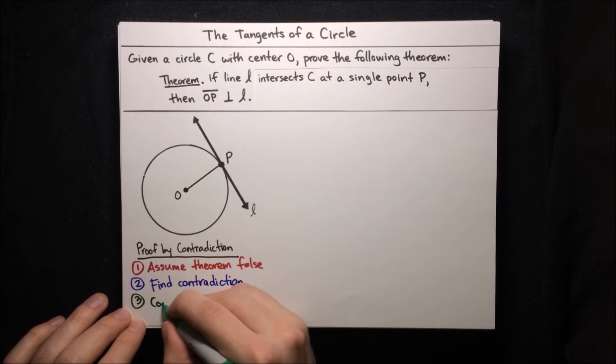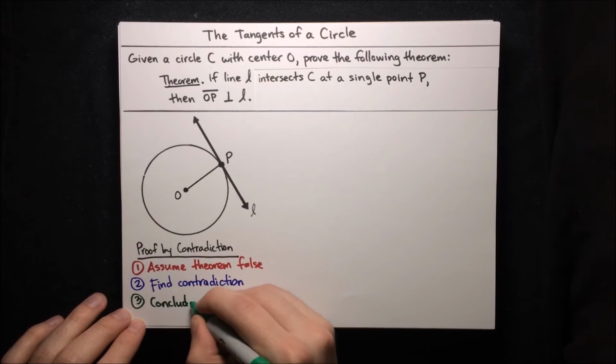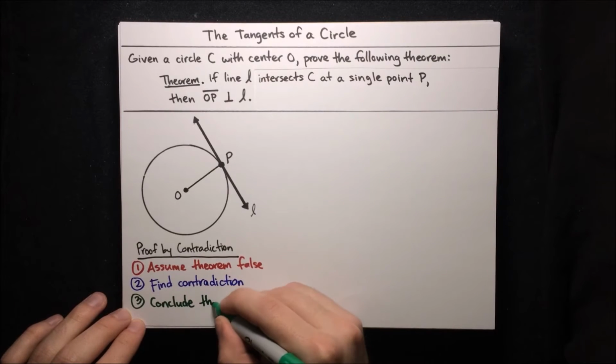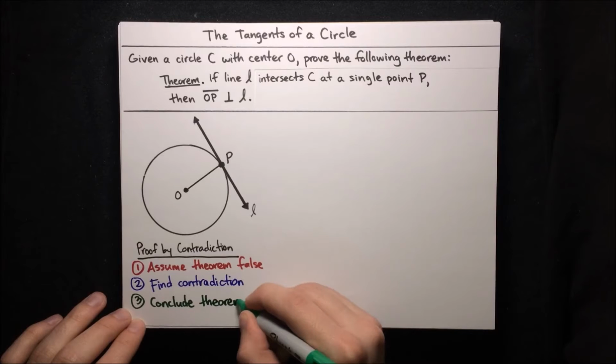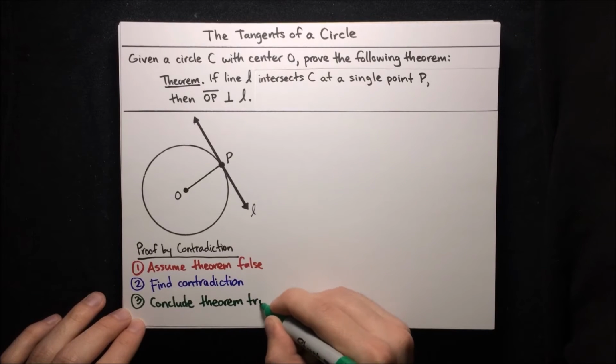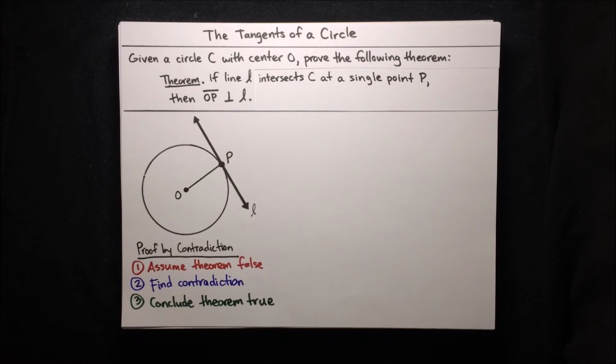We conclude that the theorem is true. And that's just because it cannot be false. Otherwise, if the theorem were false, then it would lead to some absurd contradiction, as we discussed in steps 1 and 2. Alright, so given that setup, let's go ahead and jump into the proof.